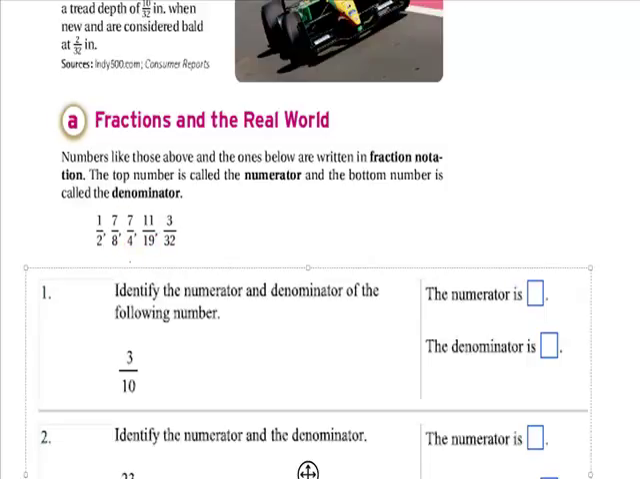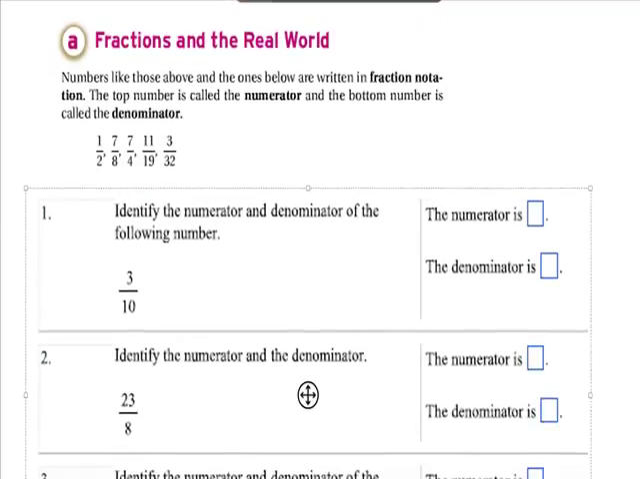So this activity is going to be, I hope you think it will be very, very simple, because all we're going to do is identify the numerator and the denominator of a fractional part. So 3/10 is 3 parts out of 10 parts. The numerator is 3, the denominator is 10.